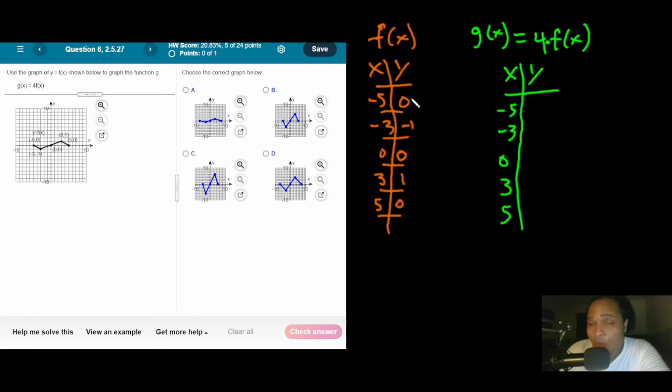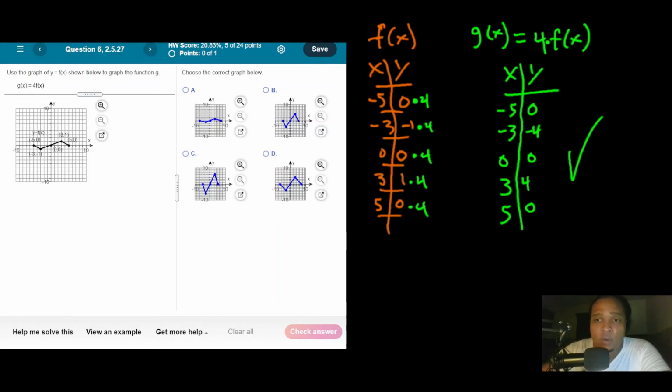Okay, what about our y's? We're going to take all of our y's and multiply by 4. Ready? So 0 times 4 is 0. Negative 1 times 4 is negative 4. 0 times 4 is 0 again. 1 times 4 is 4. And we have 0 times 4, which we know is 0. This is our new graph.